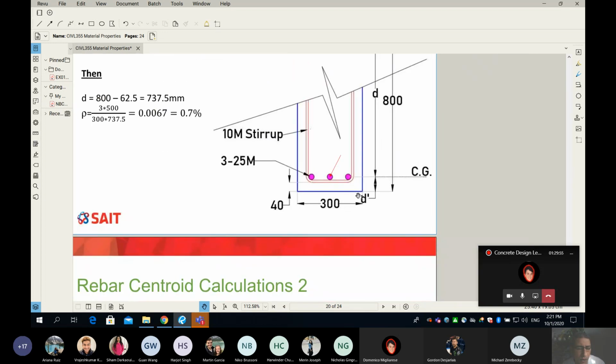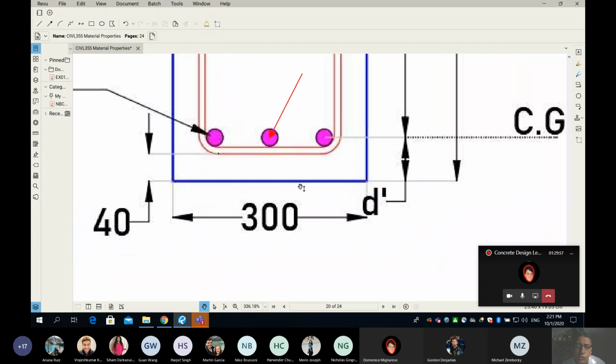I'm going to zoom into the bottom and you can see. From the bottom, we go with the cover. So the cover is here from the blue to the stirrup. And then we have the diameter of the stirrup. And then finally, we have half bar diameter.